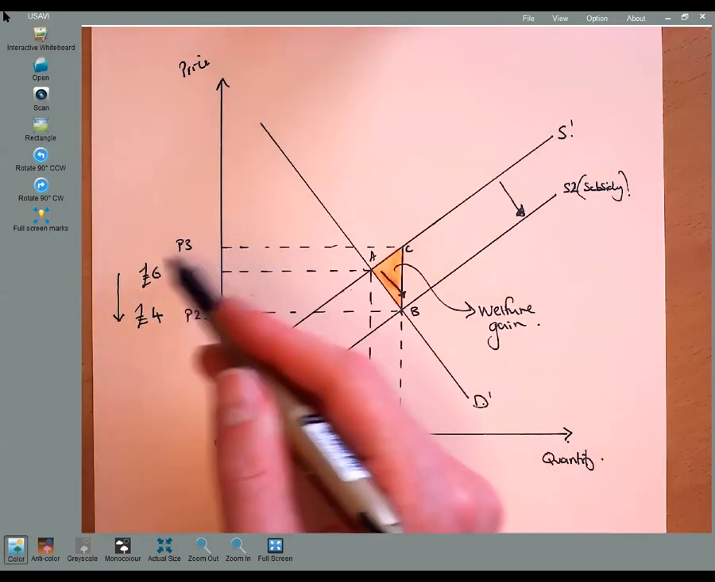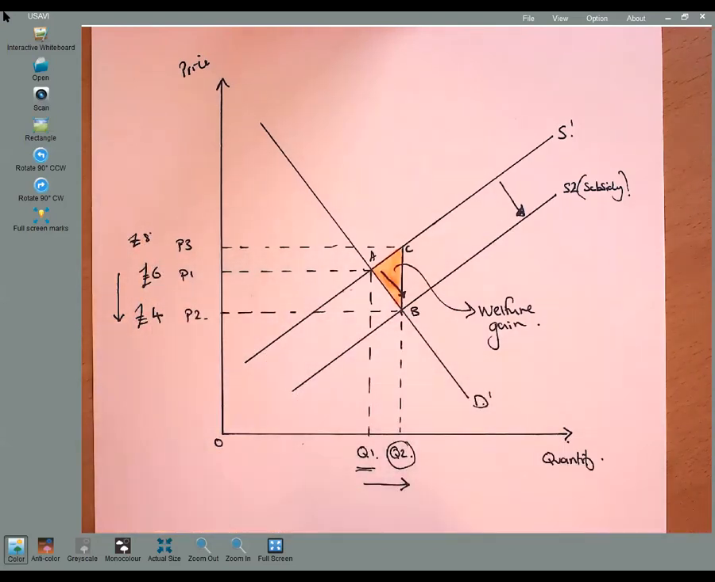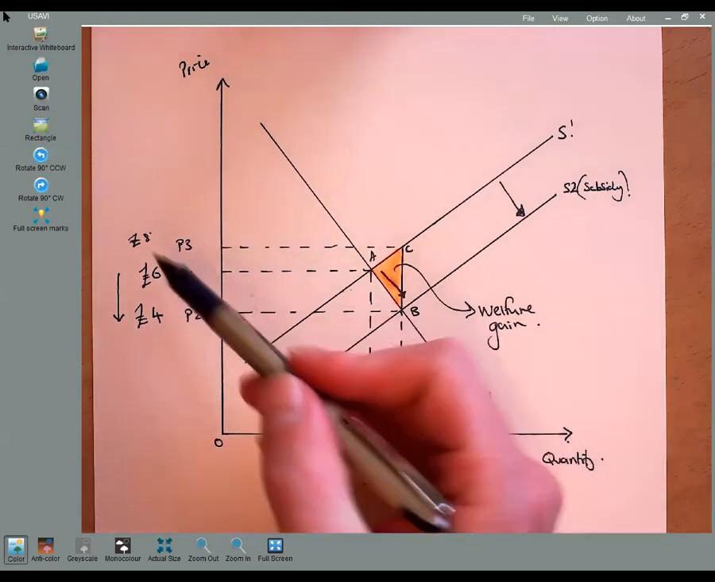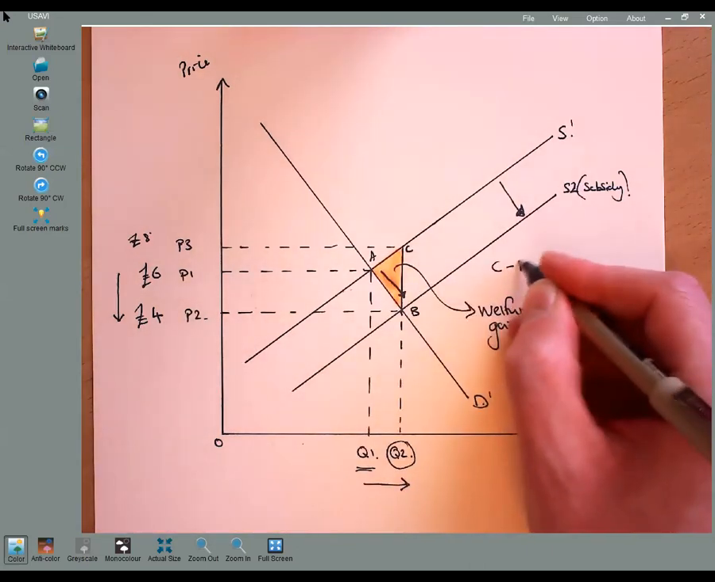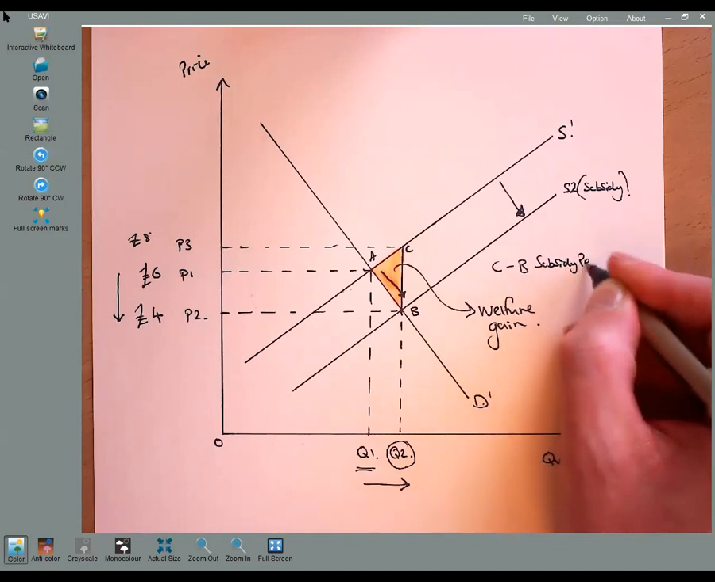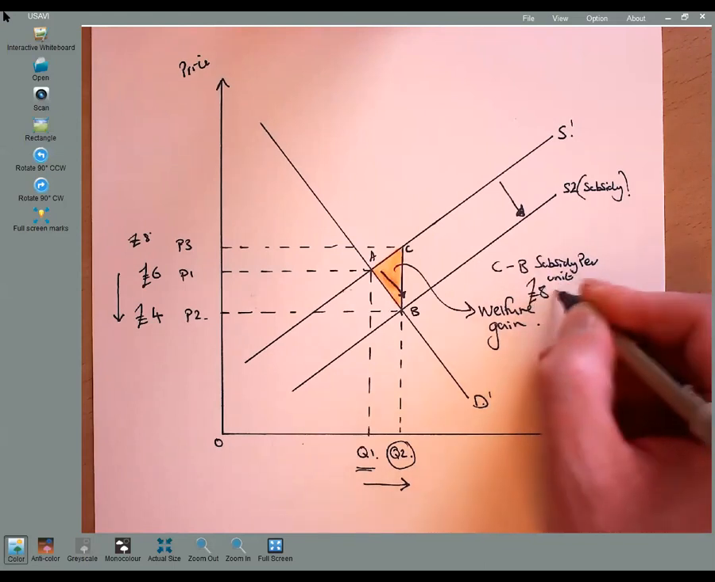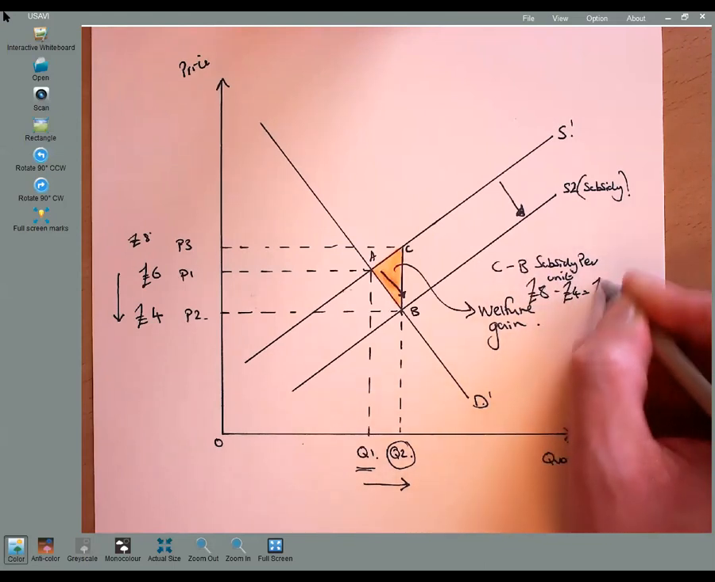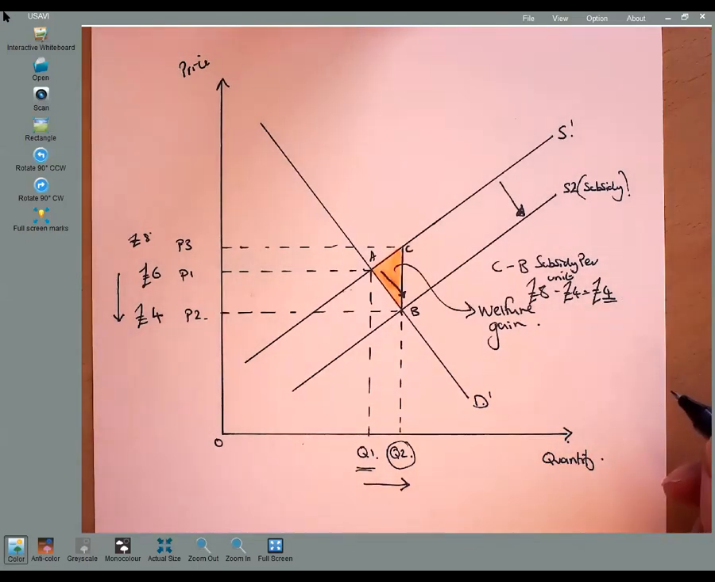If we say that P3, let's say, is £8, that's an incentive, an additional £2 to produce that good for the firm, an additional profit incentive to produce. The difference between 8 and 4, between C and B, is our subsidy per unit. And if I take £8 minus the £4, it gives me £4 subsidy per unit, okay?